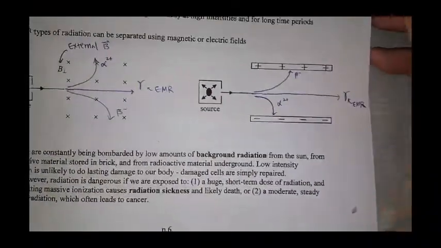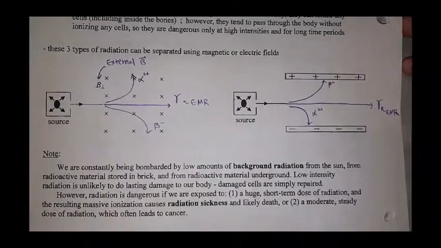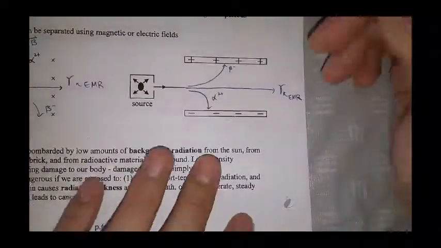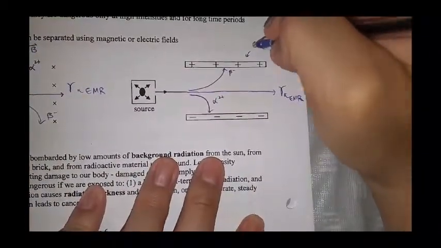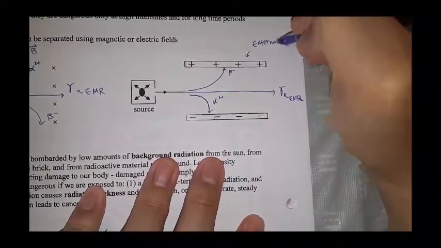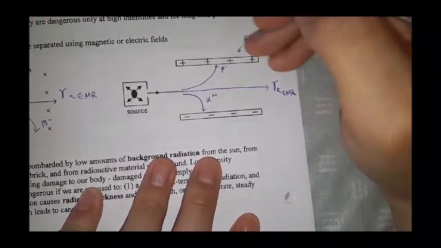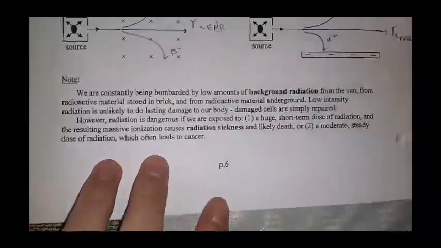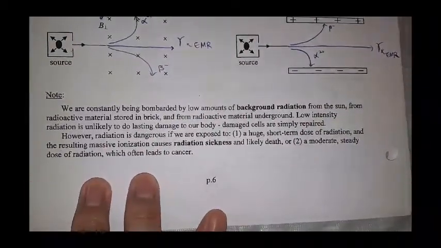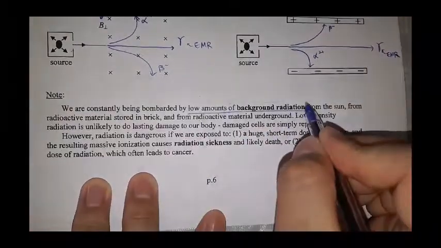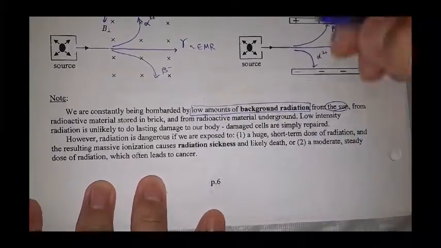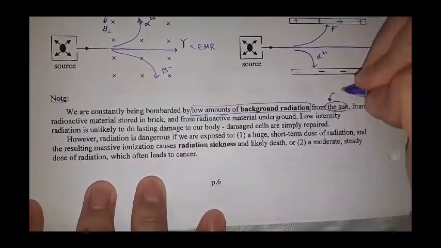This is how we scientists check if something is radioactive. We need an external magnetic field or external electric field. Doesn't matter which one you choose. And in real life, we generally experience a low amount of background radiation. And generally, the main source is the sun, because the sun undergoes nuclear fusion.